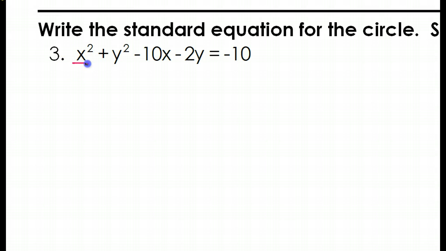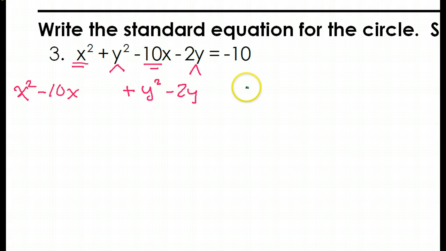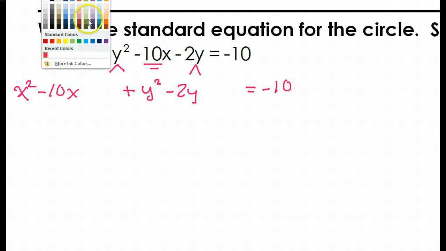First, let's collect the x terms together. So that would be x squared minus 10x. Leave a gap, leave a space. Now look at the y terms together. So that's going to be plus y squared minus 2y. Leave another gap. And that's equal to negative 10. All right, now here's where we complete the square with each of the variables. With a parabola, we only do this once because we only have one variable squared. For circles, the x's and y's are squared, so we have to complete the square 2 times.